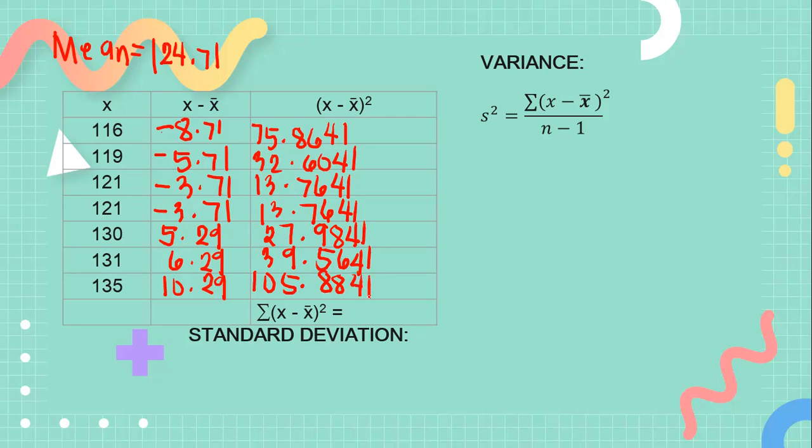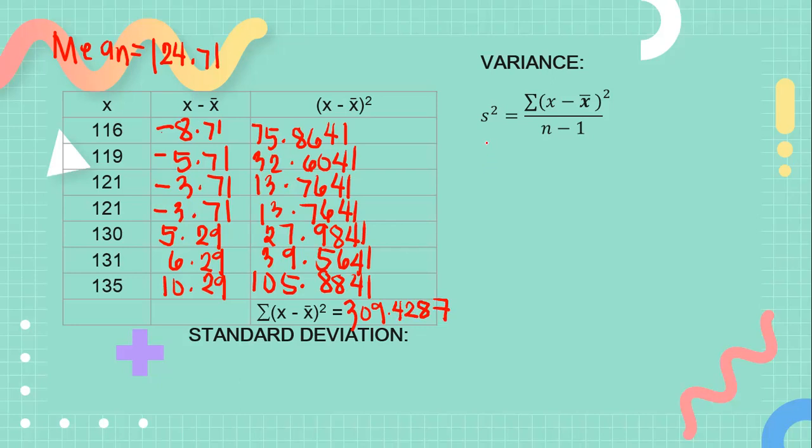If we add all of them, from 75.8641 up to 105.8841, what is it? Very good. It's 309.4287. Now, let's go for the variance.